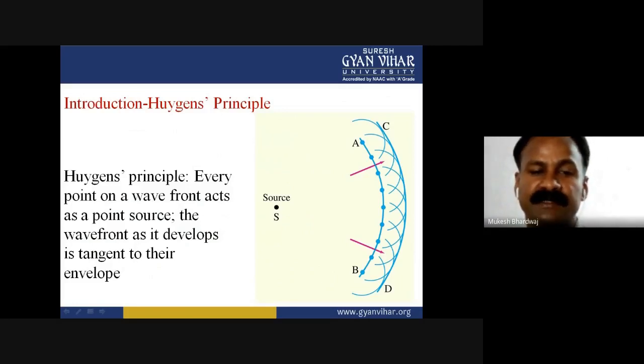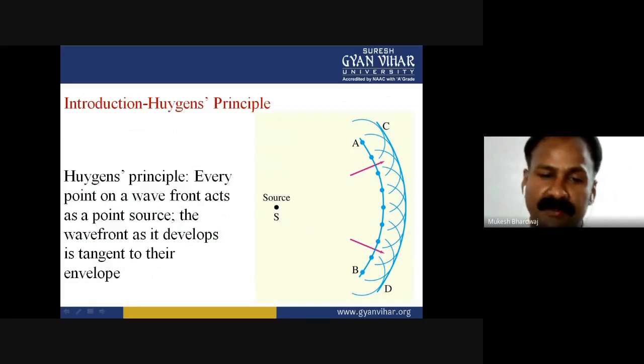At these points, the resultant amplitude is maximum. So the intensity of light is maximum. Hence, bright interference fringes are formed there.